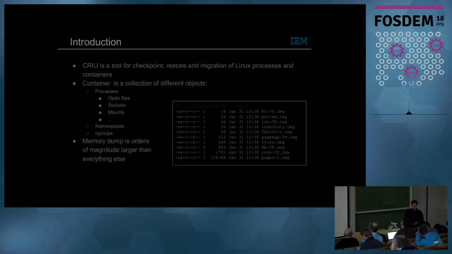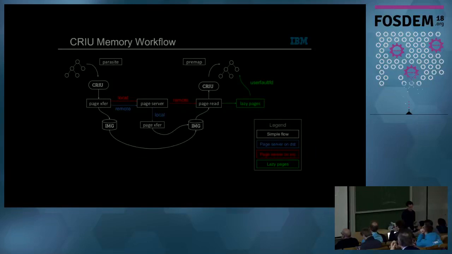So here's an example of a CRIU dump checkpoint of a very simple test application that checks if the environment remains correct after the checkpoint and restore operation. And you can see pages-1.img is the memory dump of that simple application. The memory dumps are orders of magnitude larger than everything else in the container checkpoint. So I'll talk only about how we deal with container memory.